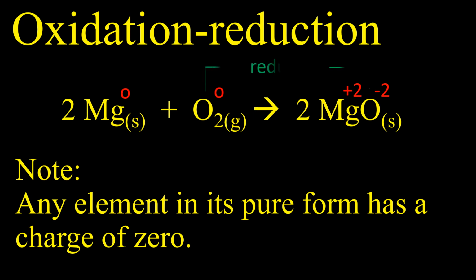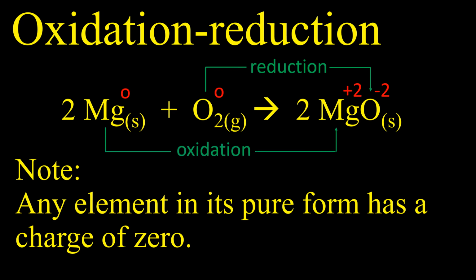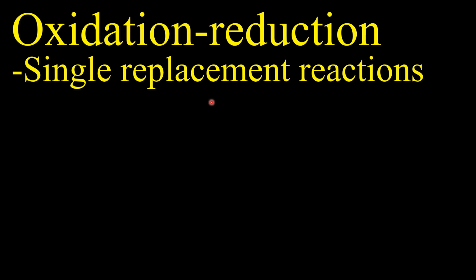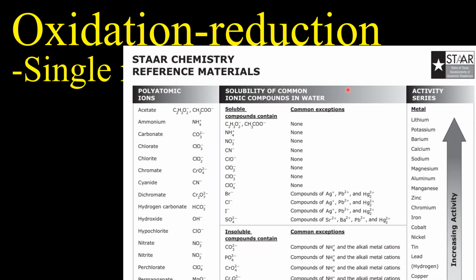And so oxygen was reduced, it underwent reduction, and the magnesium was oxidized, it underwent oxidation. So let's look at the single replacement versions of oxidation reduction reactions. We are going to have to evaluate them to decide whether or not the reaction should actually happen, and what we're provided to evaluate that is the activity series, which you could see is on your star chart.